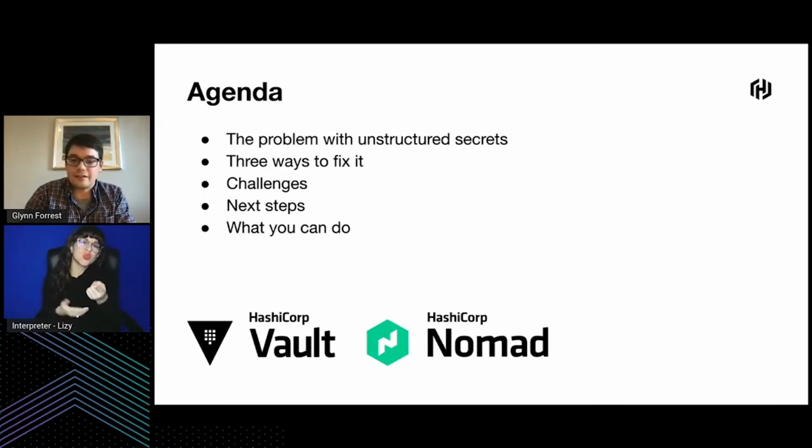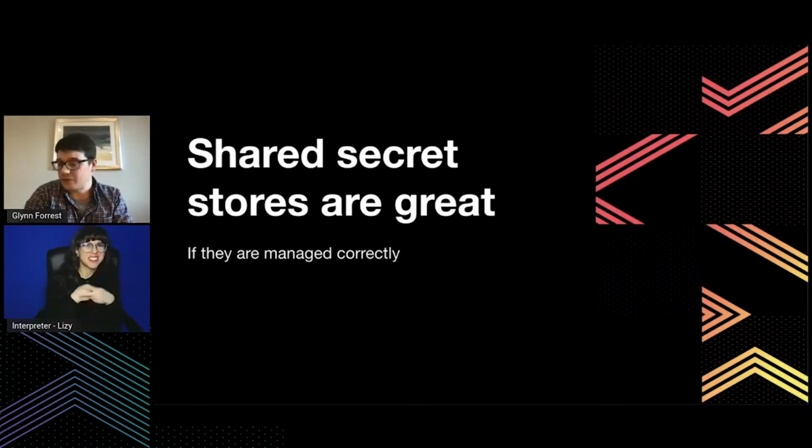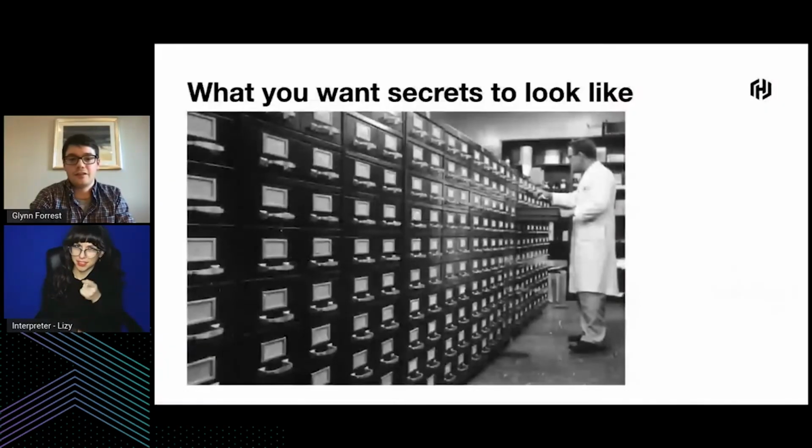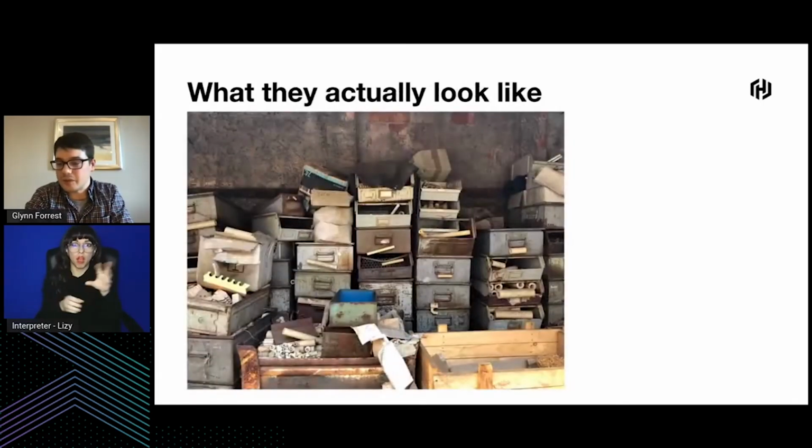What I'm going to look at today is mainly HashiCorp Vault, but touching a tiny bit on Nomad. We've really covered all the Nomad concepts we'll be looking at. So Vault is great. Shared secret stores are great if they're managed correctly. So when Big Corp first set up their Vault, they had grand designs for secrets organized by department, by environment, by application. Everything was neatly ordered, perfectly named. But when multiple people got involved, it turns out it looked a little bit more like this.